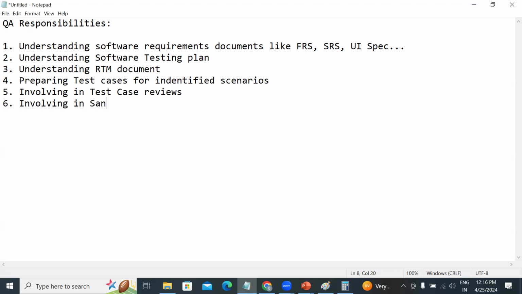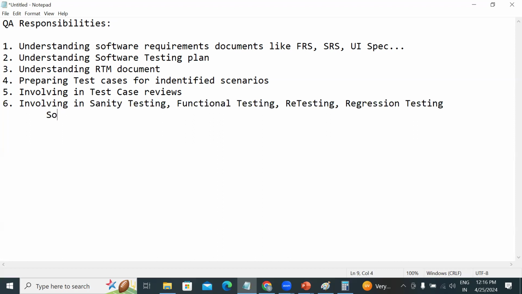involving in sanity testing, functional testing, retesting, regression testing, smoke testing, and user acceptance testing. Don't change the order. This order won't be changed. Same order. So what's the first one?